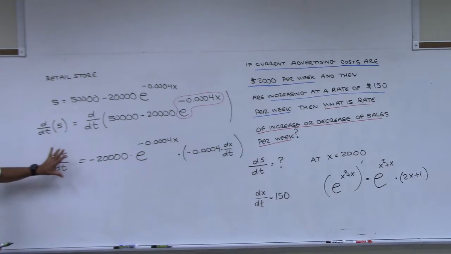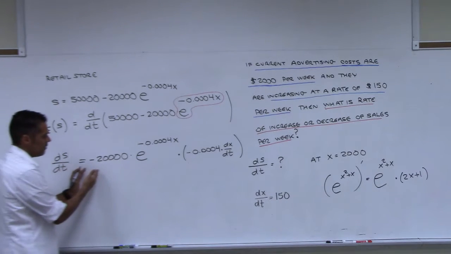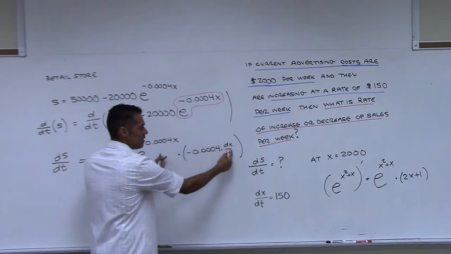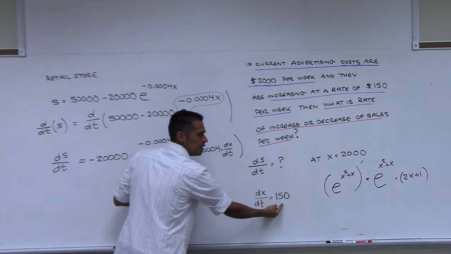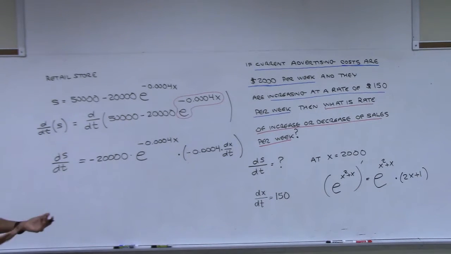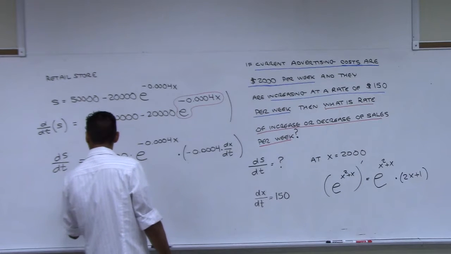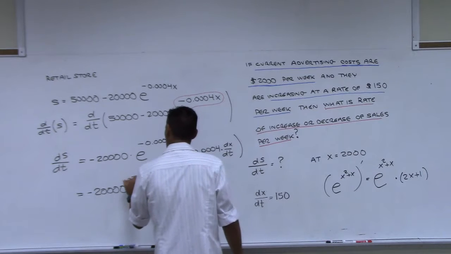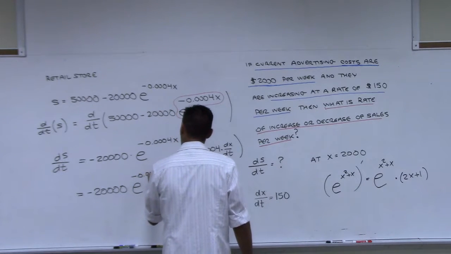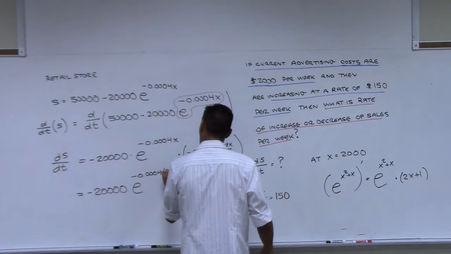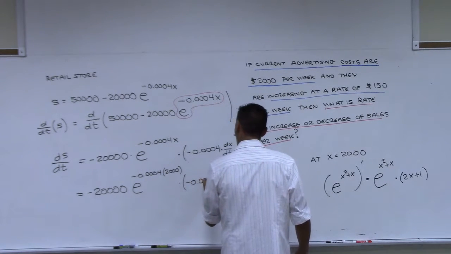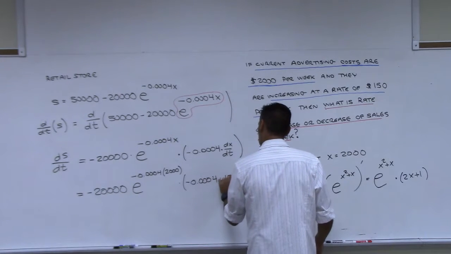We hadn't talked about differentiating with respect to variables other than x. Does that make sense that this is the derivative? This is what we want to know. Everything else here, do I know what x is? Yes, 2,000. Do I know dx/dt? Yes, it's 150. So I'm just going to plug numbers in now, and I'm going to need my calculator. I'm going to do negative 20,000 times e to the negative 0.0004 times x, which was 2,000, times negative 0.0004 times 150.